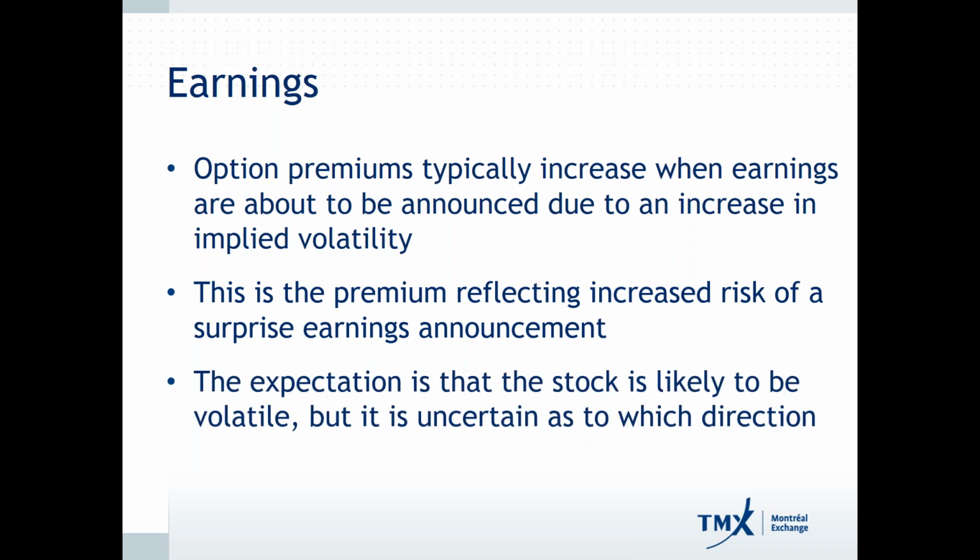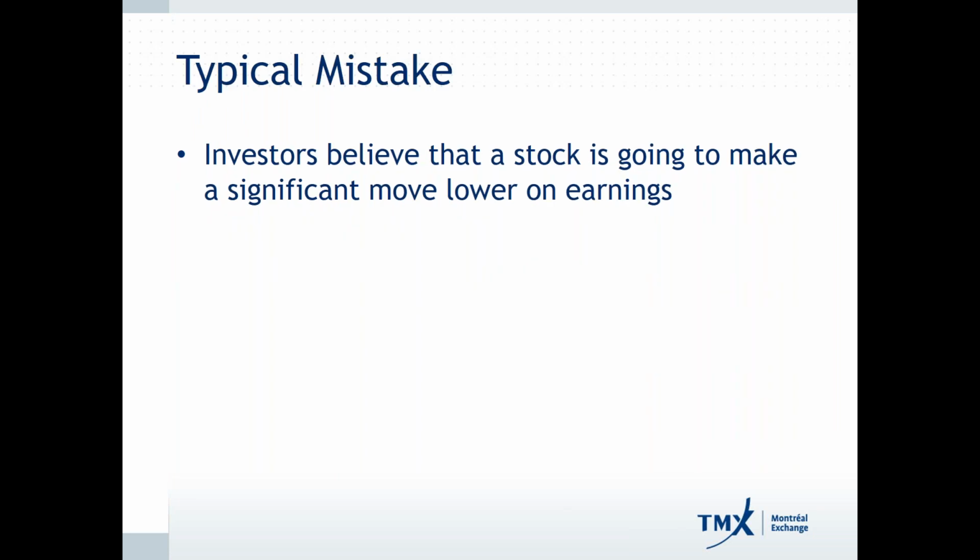And so the expectation is that the stock is likely to be volatile, but it is uncertain as to which direction it is likely to go. So what are some of the other typical mistakes that investors make?